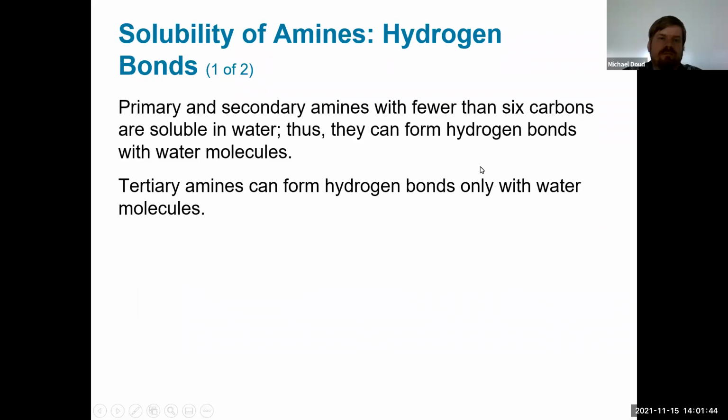Okay, now let's go ahead and talk about the solubility of these. Primary and secondary amines contain nitrogen-hydrogen bonds, and because of that, they can hydrogen bond with water. Any primary or secondary amine that has fewer than 6 carbons will be soluble in water. That's because you have a lone pair on the nitrogen that can form hydrogen bonds to the hydrogen of a water molecule, and you have hydrogens bonded to nitrogen that can form hydrogen bonds to the oxygen of water. Tertiary amines can only form hydrogen bonds with water molecules, not to each other, and so they tend to be less soluble in water.